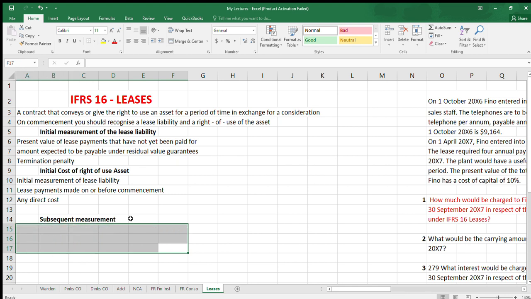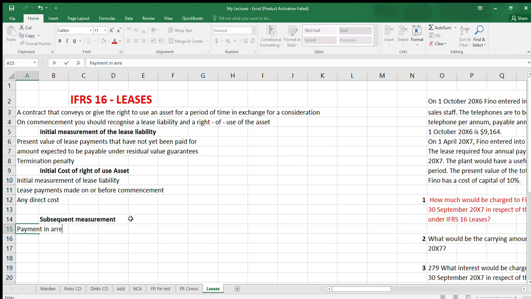That's all. So let me show you the setup. So payment, the first thing you need to know is the payment in arrears. So the first thing here, you bring your years, you bring your balance brought forward. Okay, then you bring your implicit interest rate, then you bring your payment, then your balance carry forward.